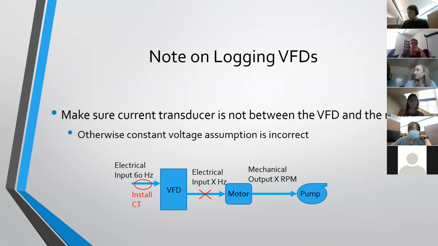Oh, this is just a general note. If you are logging a piece of equipment that has a VFD, make sure that you are not putting the CT in between the VFD and the motor. The reason being is because not only is your amperage changing in that area, but your voltage is changing as well. So your constant voltage assumption that we use from the motor nameplates will not be correct if you put your CT there. So just a good thing to remember and tell your customer when they're installing the CT for you.